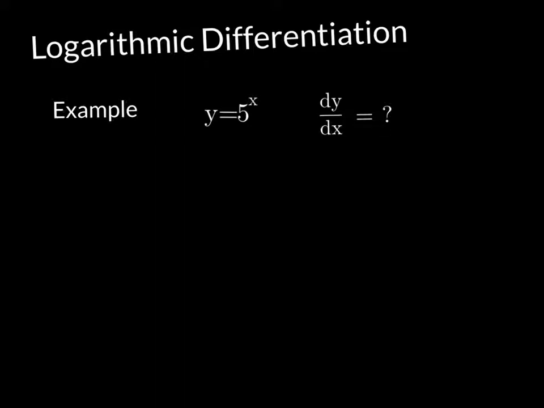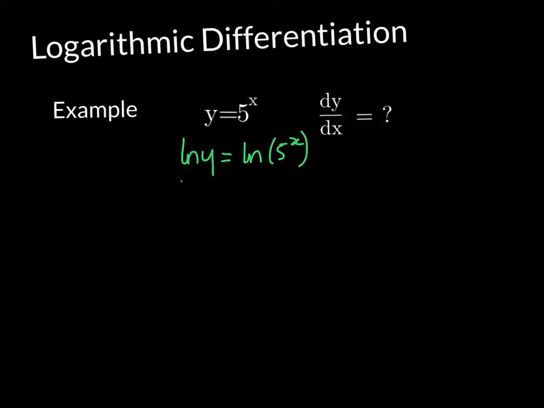So to make sure that that's clear, let's take a look at an example with a numerical value of a. So let's say that y is equal to 5 to the power of x. Then if we want to differentiate that to find dy/dx, the first thing that we have to do is take the natural logs of both sides. So we have the natural log of y is equal to the natural log of 5 to the power of x.